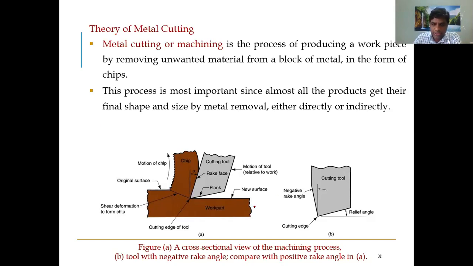Here a typical chip is shown, the cutting chip you saw in the previous slide. This is the rake angle, this is the clearance angle, this is the workpiece, and this is the chip, what comes out of it. I told you the rake angle may sometimes be negative also. Here the rake angle is positive, but sometimes it is negative.